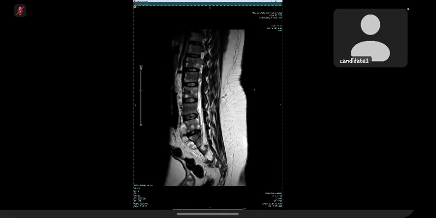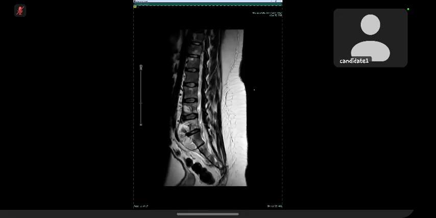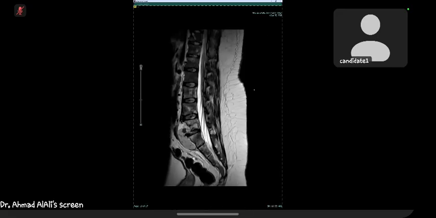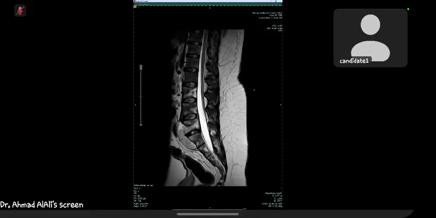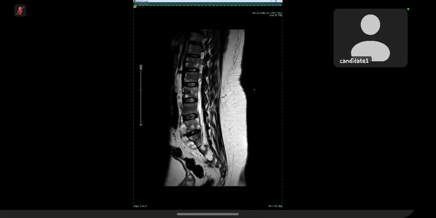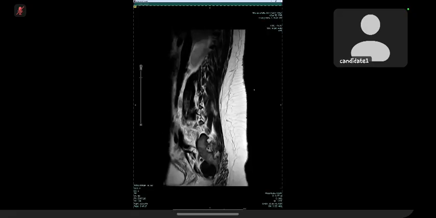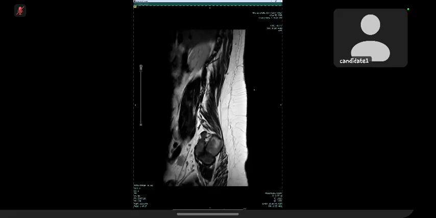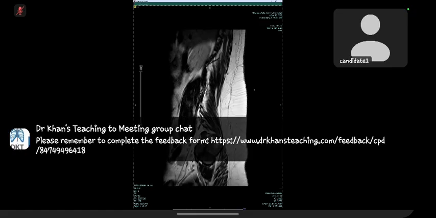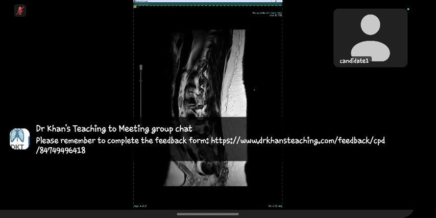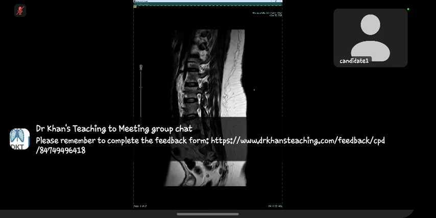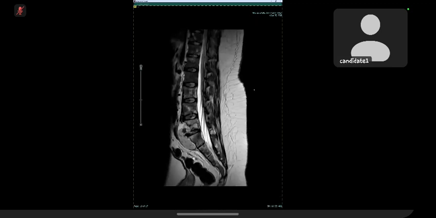The cord appears normal, and there is no evidence of any significant epidural collection. No evidence of any cauda equina syndrome or cord compression. I am scrolling through, and I can see that other bones also have heterogeneous signal intensities, and some enlarged lymph nodes are also there.